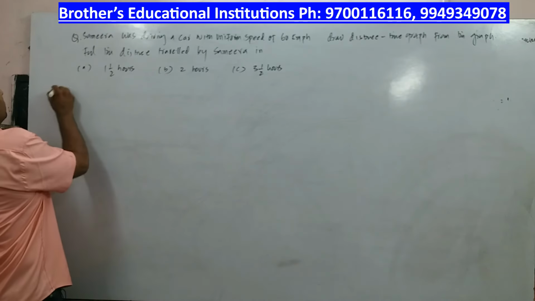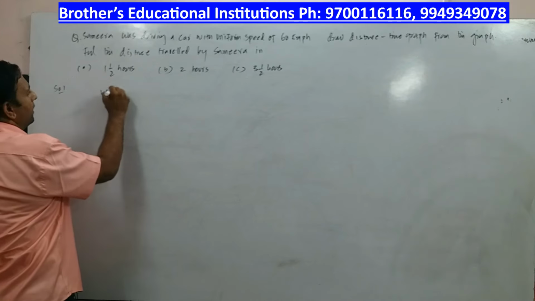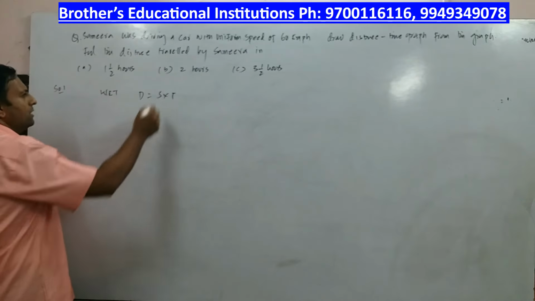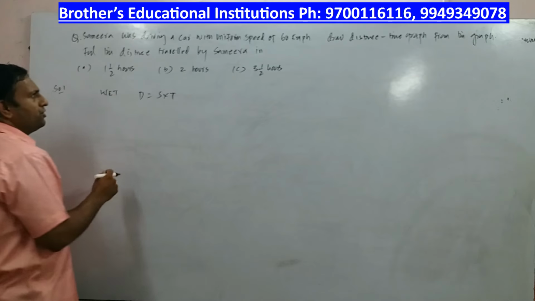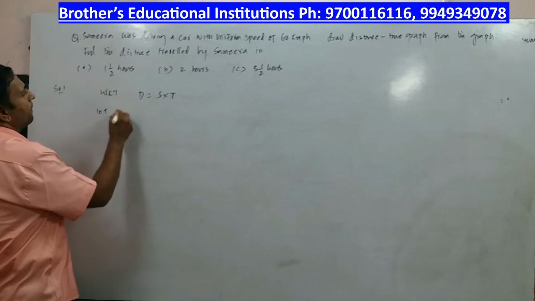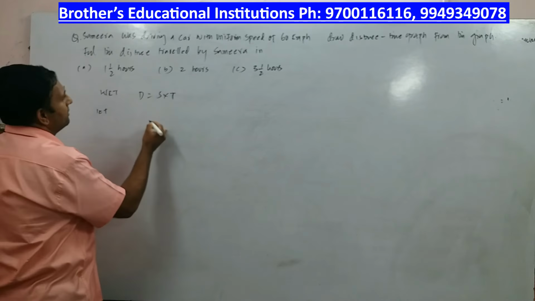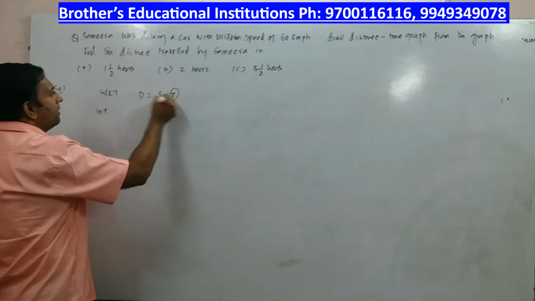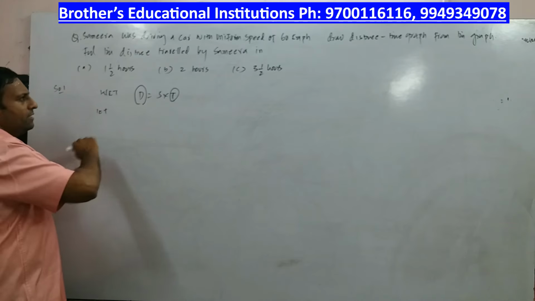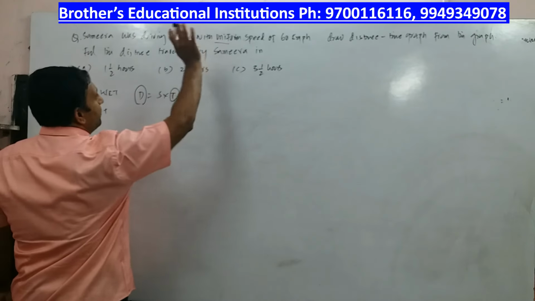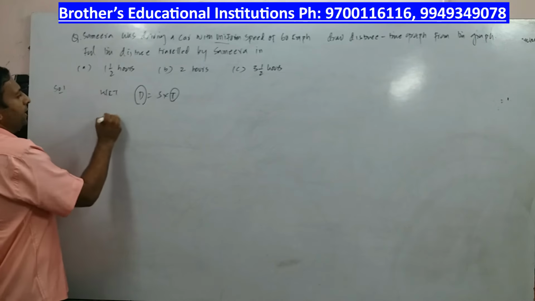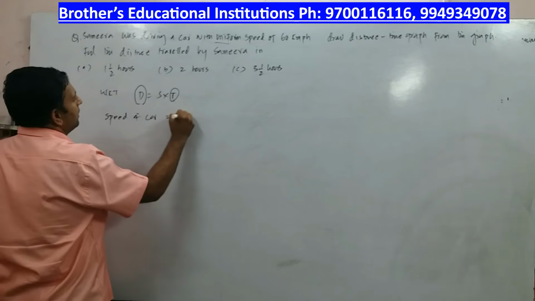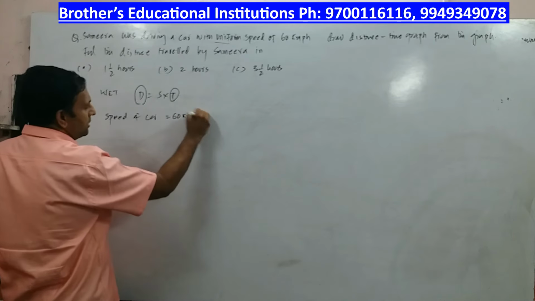See, we all know that distance is equal to speed into time. This is a very simple formula. Everybody knows the distance, speed and time relationship. Now what are the variables here? The variables are time and distance. Speed is fixed. Uniform speed means that is fixed, right? Speed of the car is 60 kilometers per hour, 60 kmph.